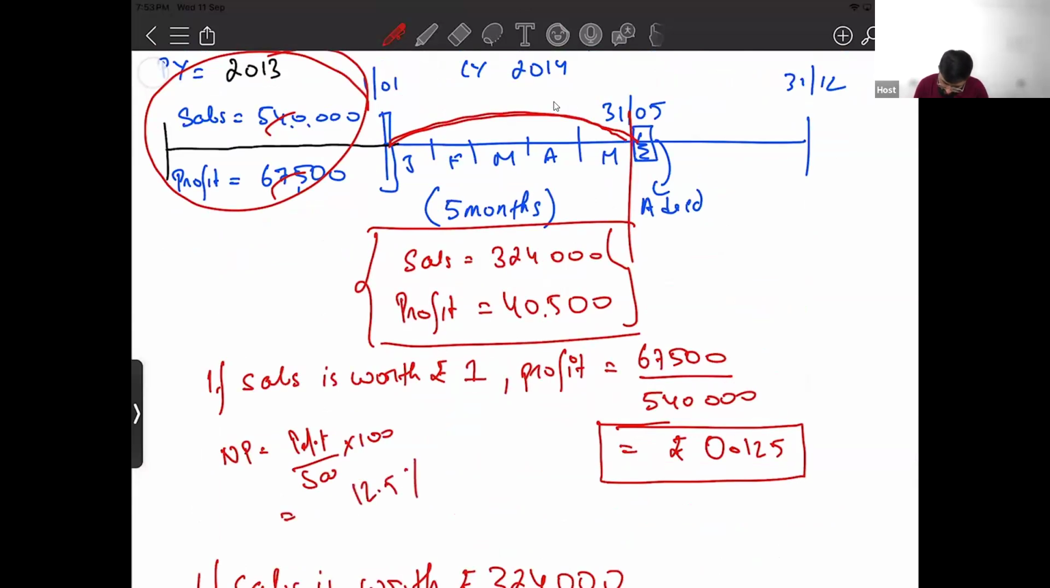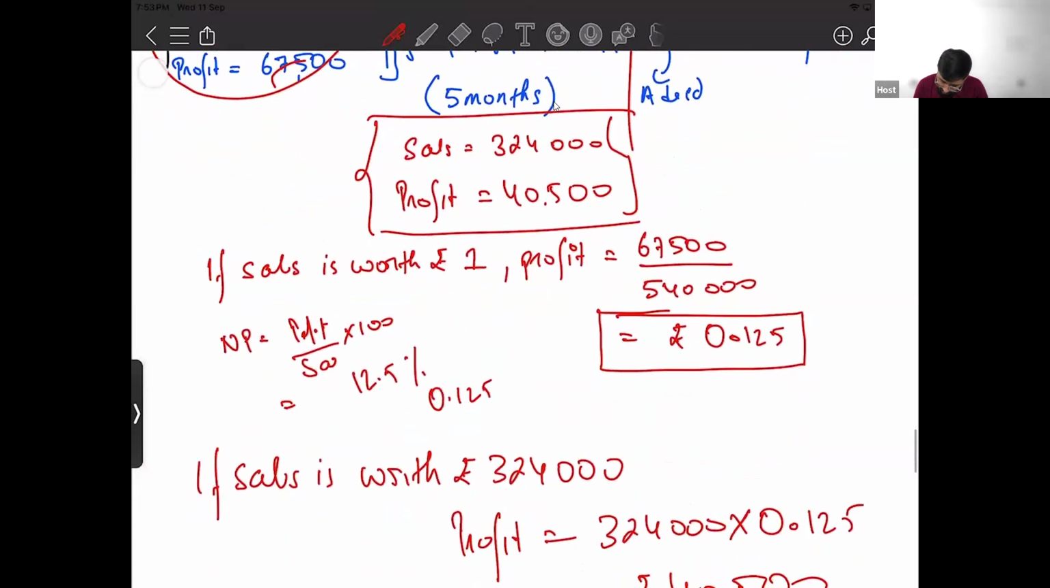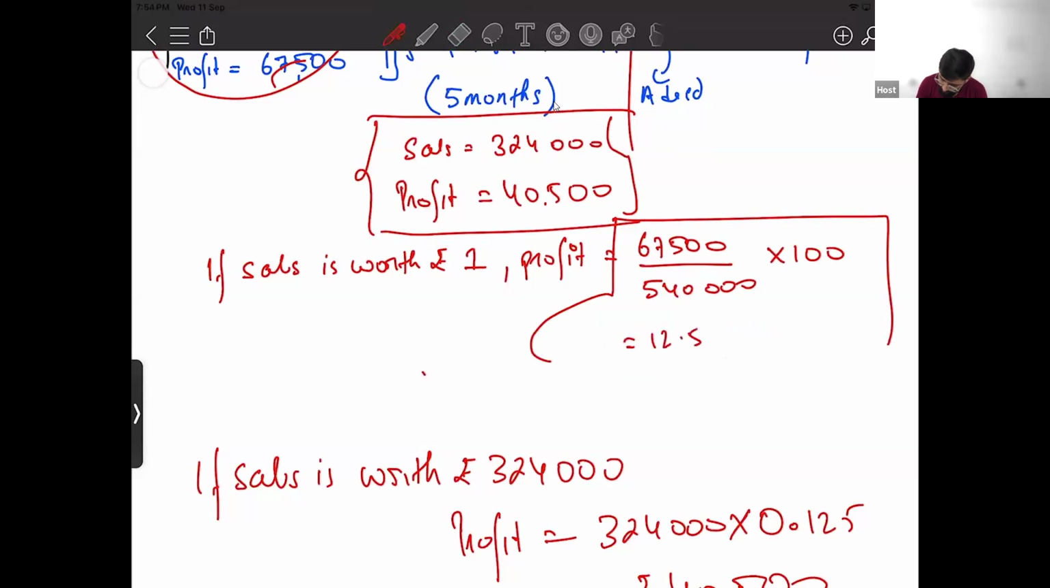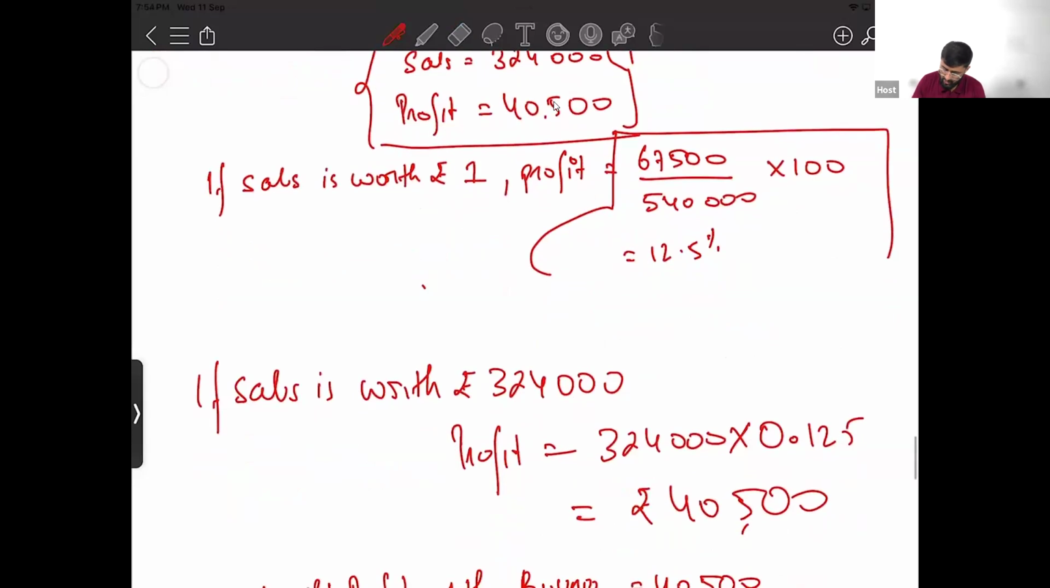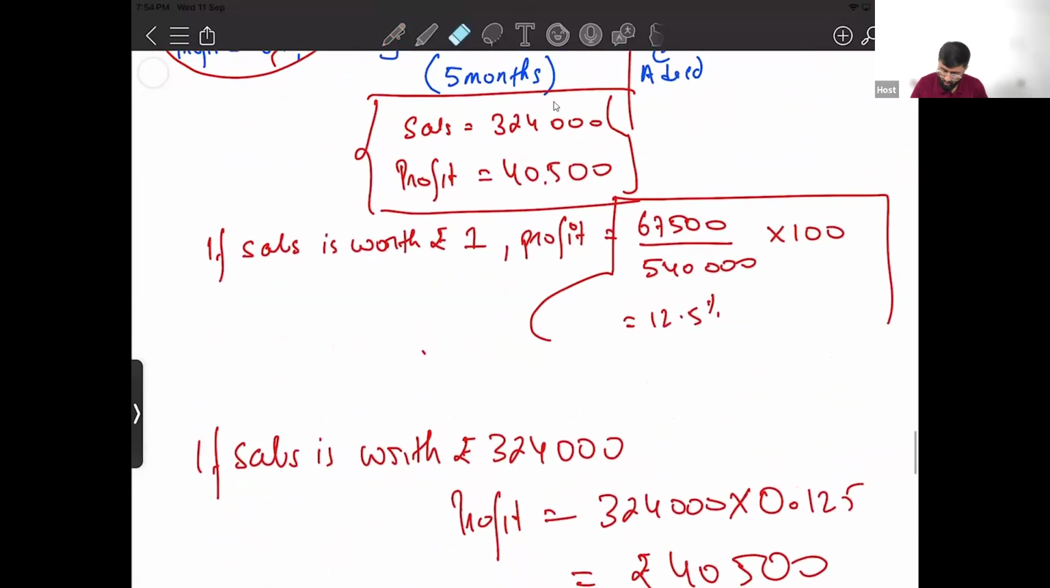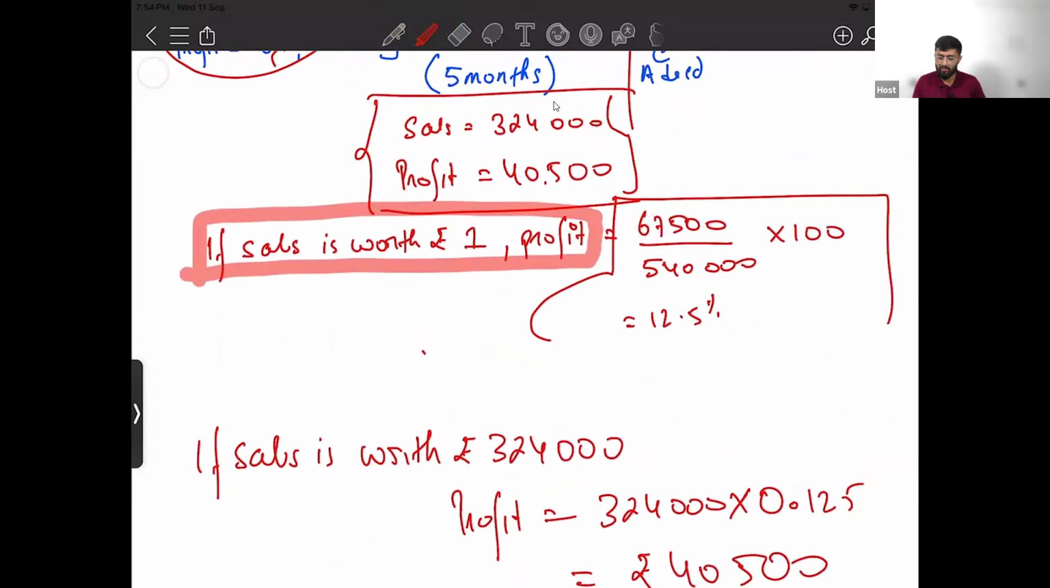The net profit ratio is 12.5%, which as a decimal is 0.125. If you multiply by 100, you get 12.5%. Multiply this year's sales by 12.5% to get the profit. The net profit ratio is 12.5%. If sales is worth rupees 1, as the textbook syllabus says, don't be confused with this. You just have to understand this part.